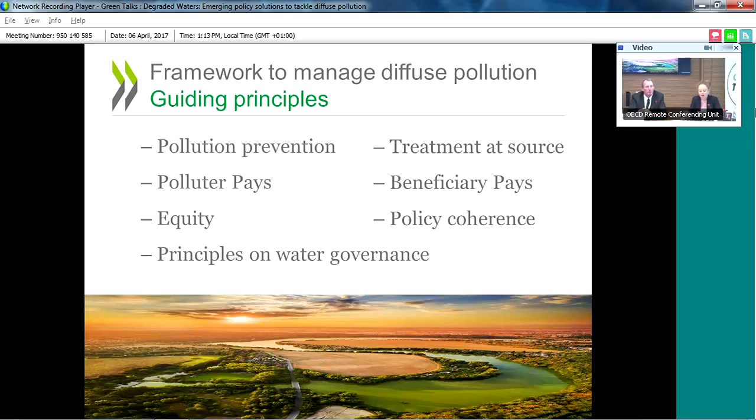And lastly, the OECD water governance principles are also relevant. In particular, managing water at the appropriate scale to account for point and diffuse sources of pollution, including atmospheric sources of pollution which may not fit within the boundary of a catchment.